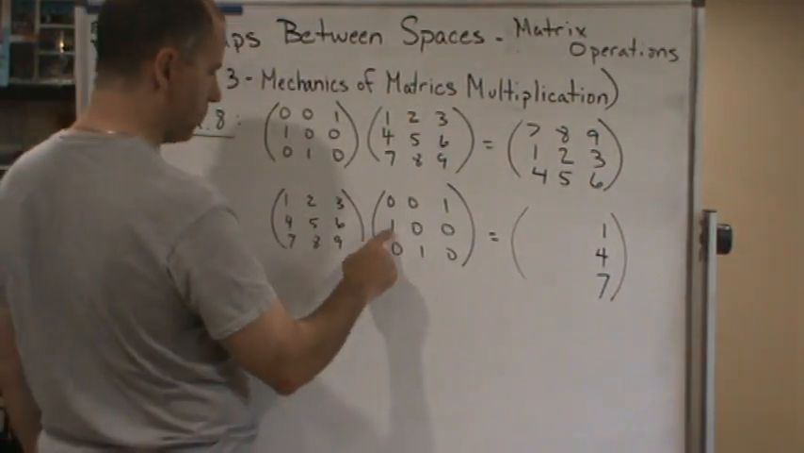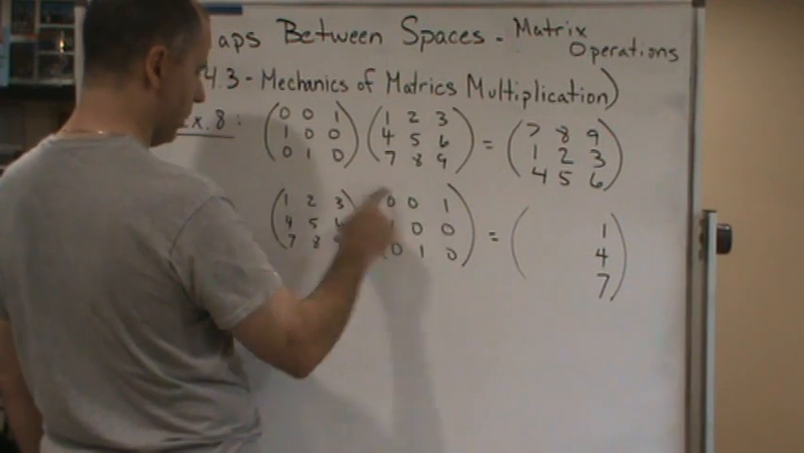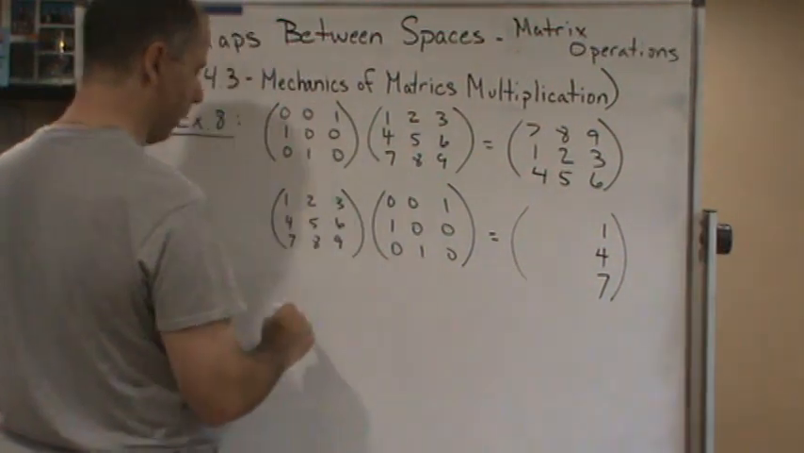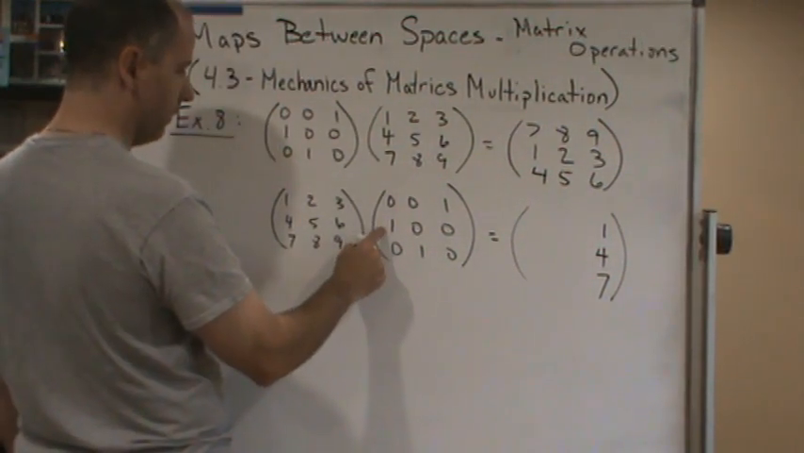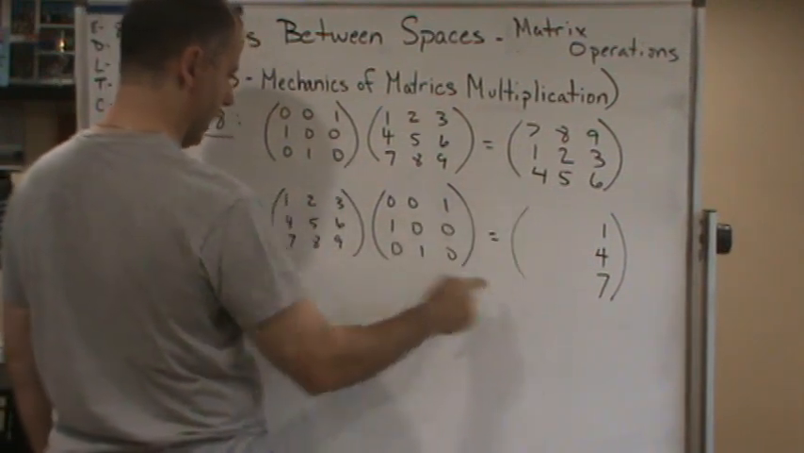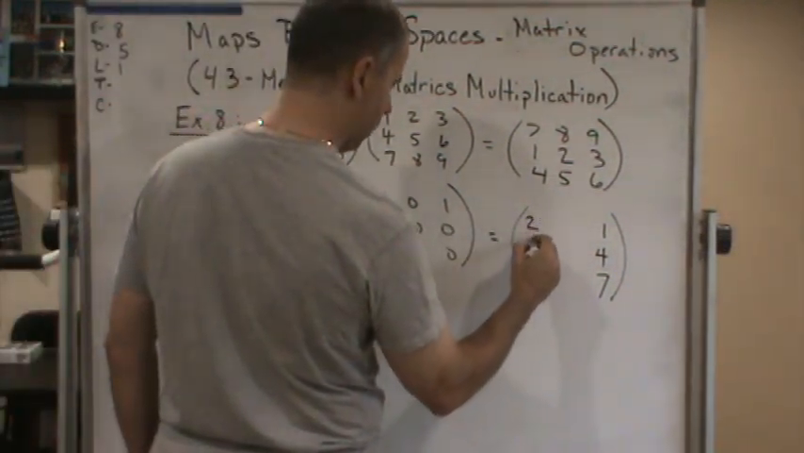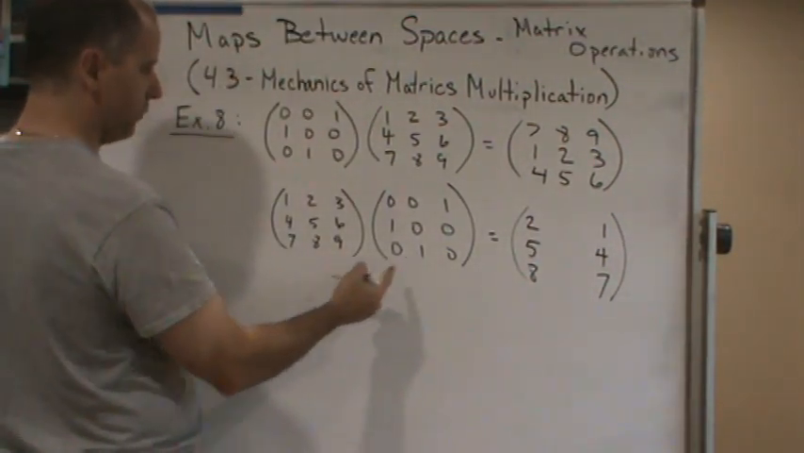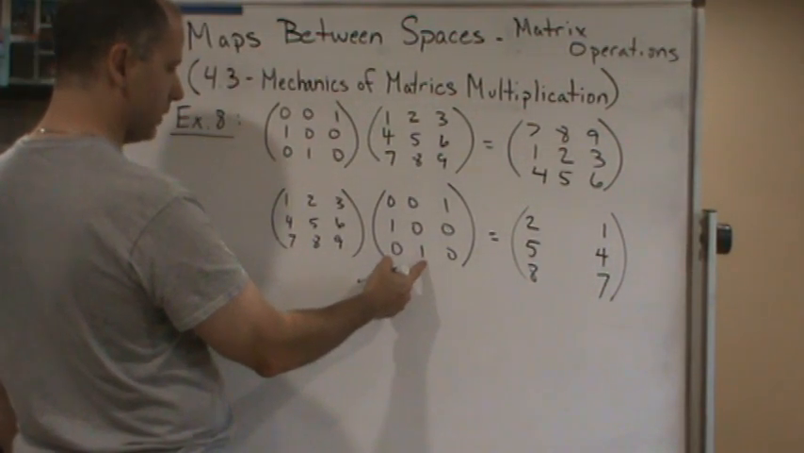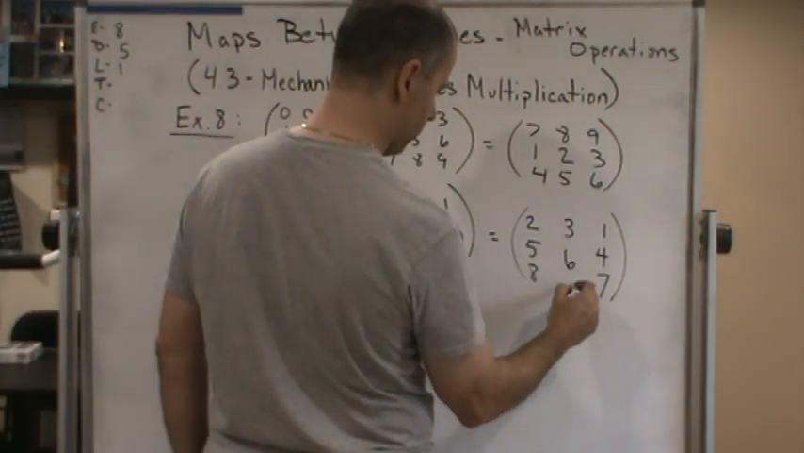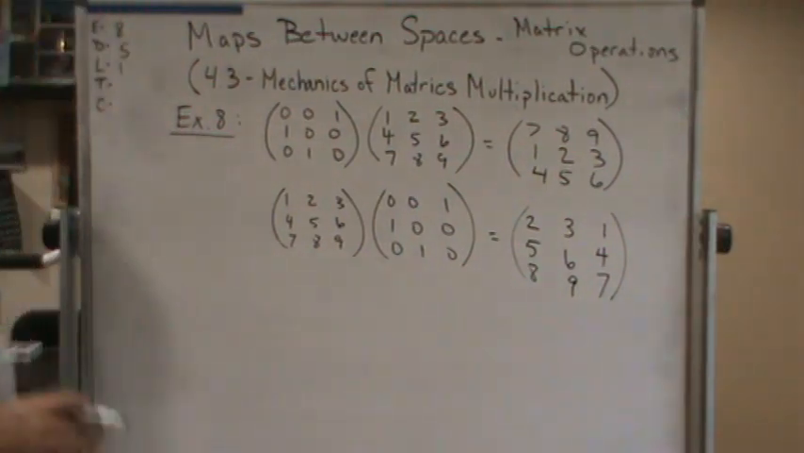Now this is the first one. So this was taking the first column and copying it in the third column here. This is taking what? The second column and copying it into the first column. So this will be 2, 5, 8. And then of course, the last column is going in the middle. So it's going to be 3, 6, 9. So we're moving columns around.